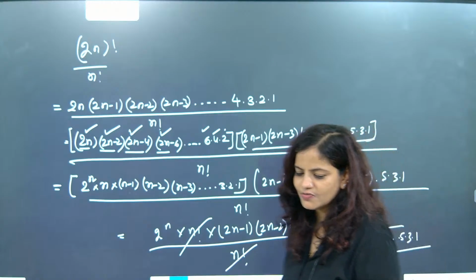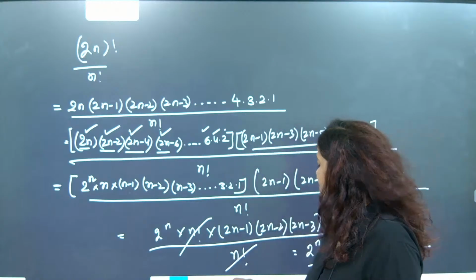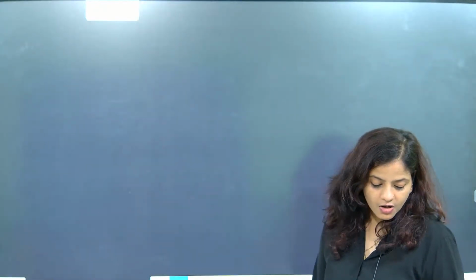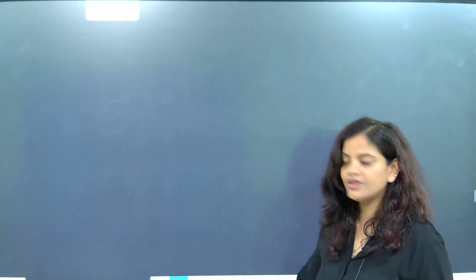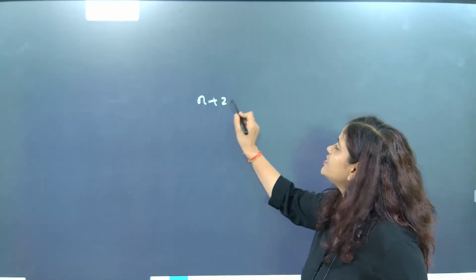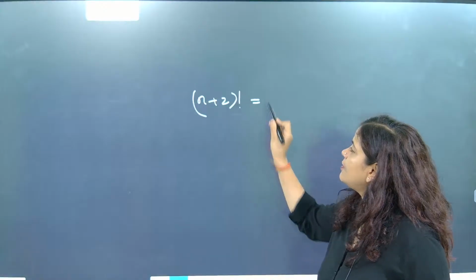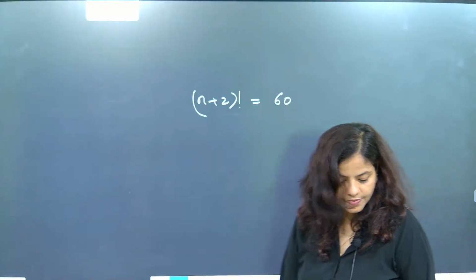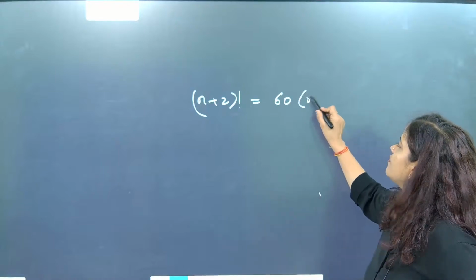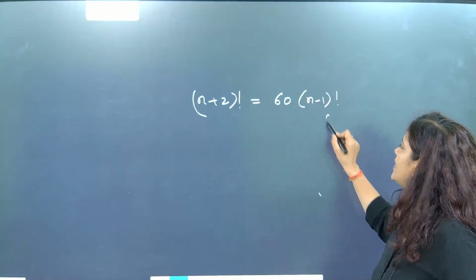One last question for today. Let's solve. I have solved this many questions, it's now your turn to solve, come on, give me the answer. (n+2)! = 60 × (n-1)!. Find n.